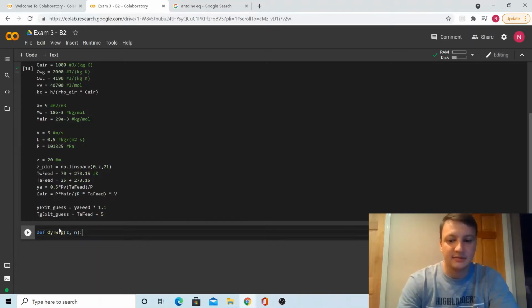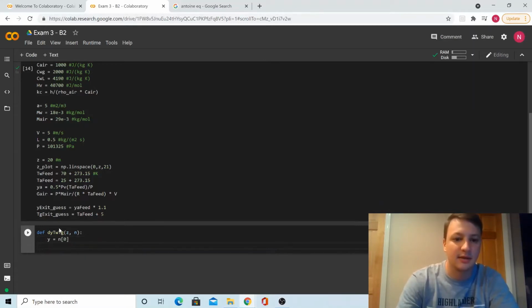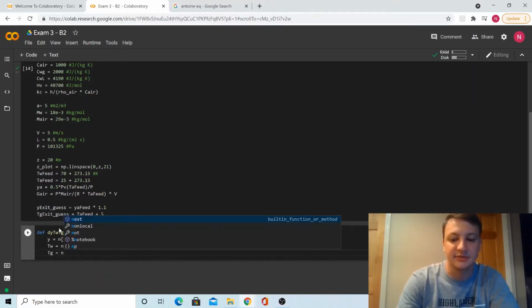Now after that, we're going to define each slot in the array. You have the mole fraction, which will be set equal to the first slot in the array, or 0. And then you'll have the temperature of the water, which will be the second slot, or 1. And the temperature of the gas will be the third slot, or 2.